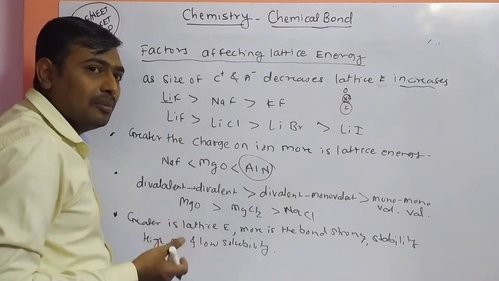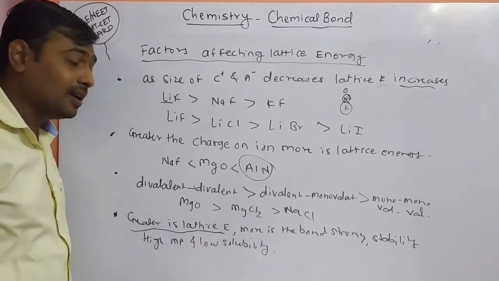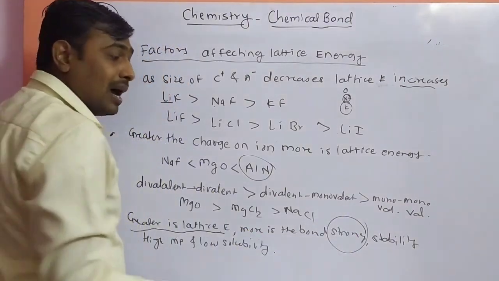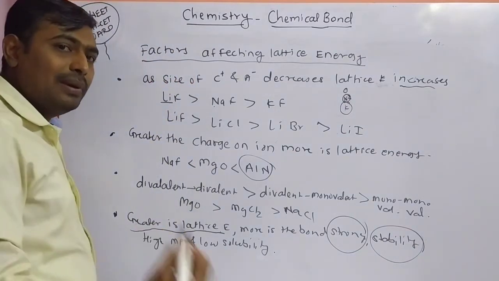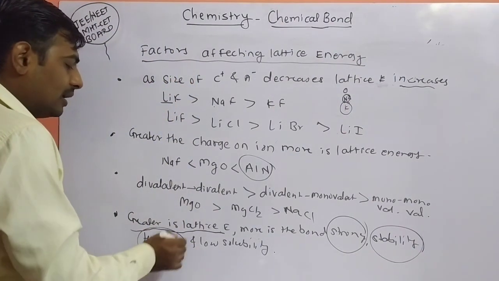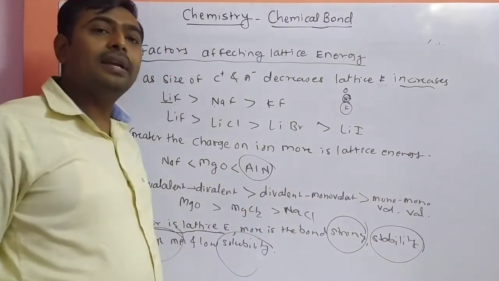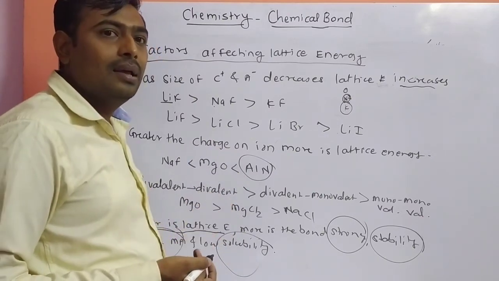When the lattice energy of a substance is higher, the bond is stronger and it shows higher stability of the compound. When the bond is stronger, the stability of the compound is enhanced and the melting point also increases. But due to this stability, the compound has low solubility in any solvent. So this is your lattice energy, Born-Haber cycle and Hess's law.